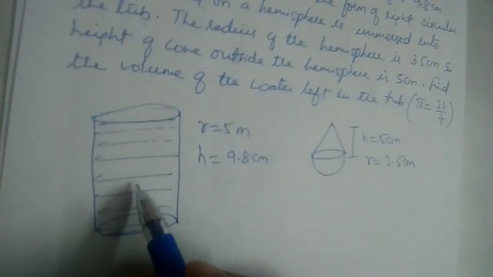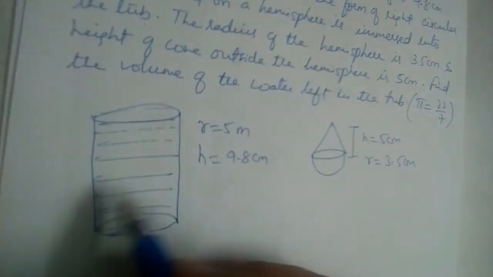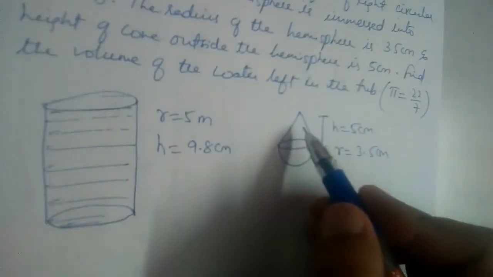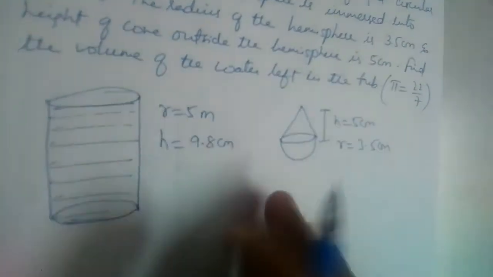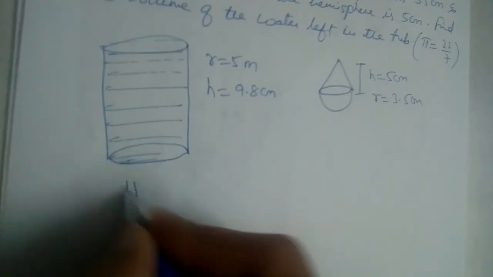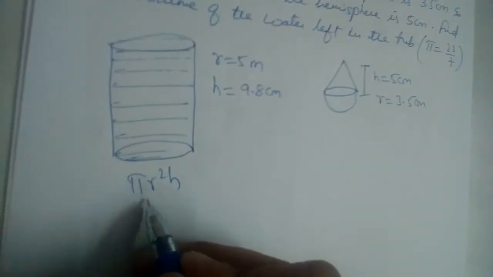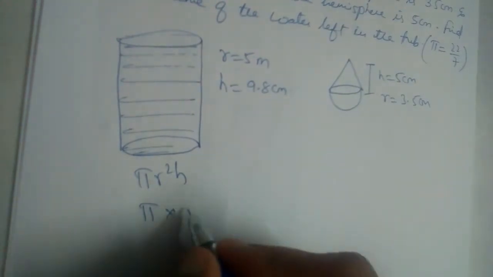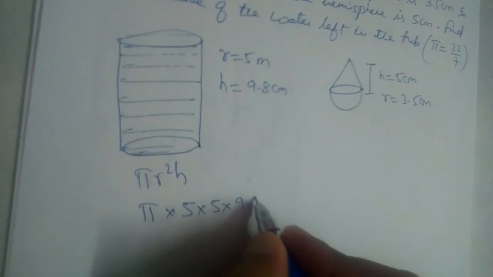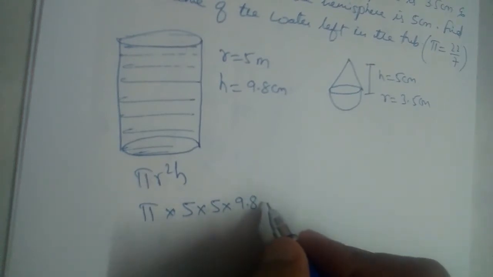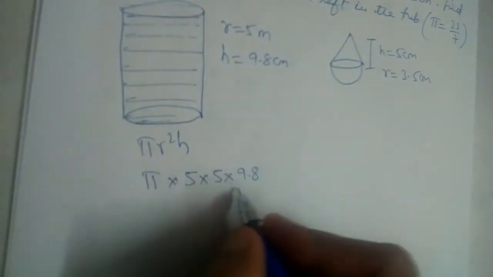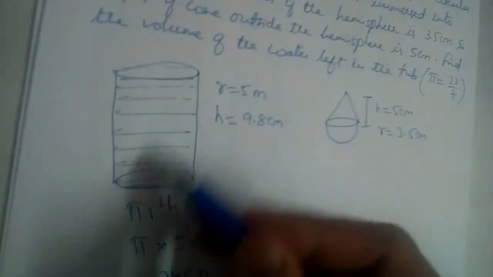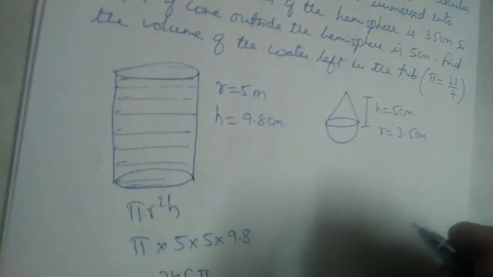So water left in the tub will be equal to volume of this cylinder minus volume of this solid, right? Okay, first let us find the volume of the cylinder. It is equal to pi r square h, the volume of the cylinder formula. Pi, we will substitute the value of pi in the last. What is the value of r? 5 into 5 into h, 9.8. So this will give us 245 pi. This is the volume of this cylinder.